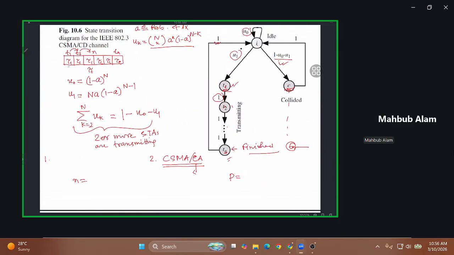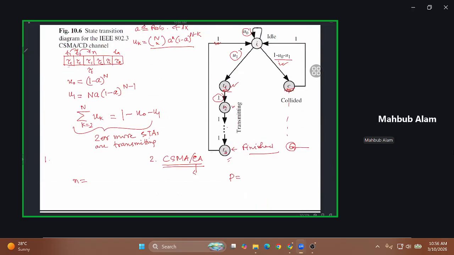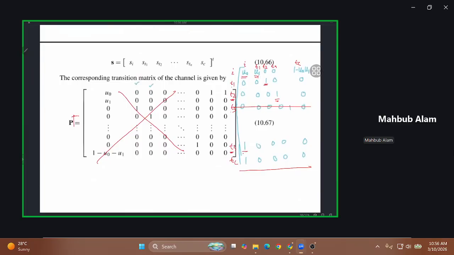Now, if the current state is the transmission one, then what will be the next state? If the current state is T1, next state will be T2 with probability 1. If the current state is T2, next state will be T3 with probability 1. If the current state is T3, next state will be the idle state. So after transmission, it goes back to the idle state with probability 1. So we will have 1 here. And if the current state is a collision state, after the time period tau c, it will go back to the idle state with probability 1.